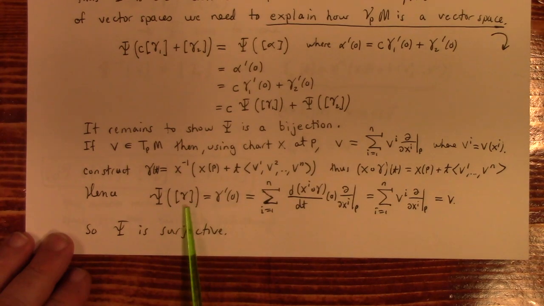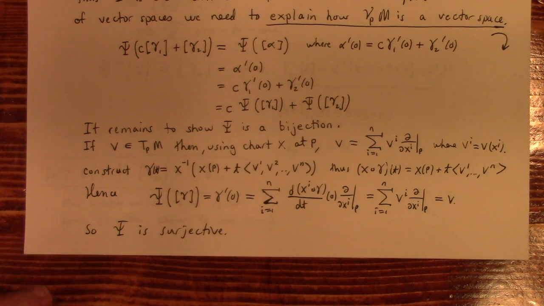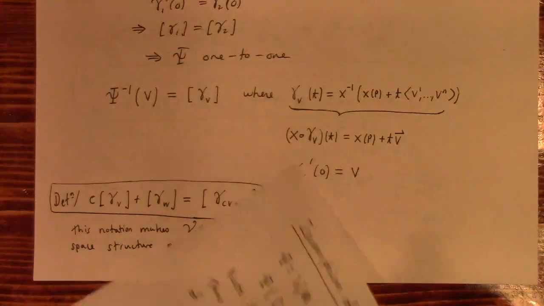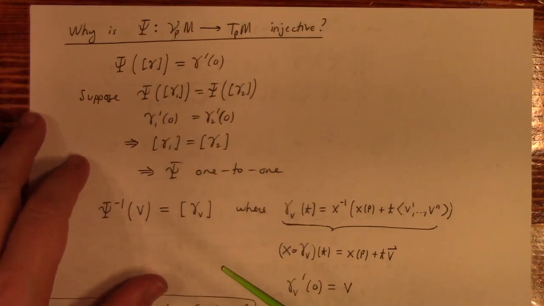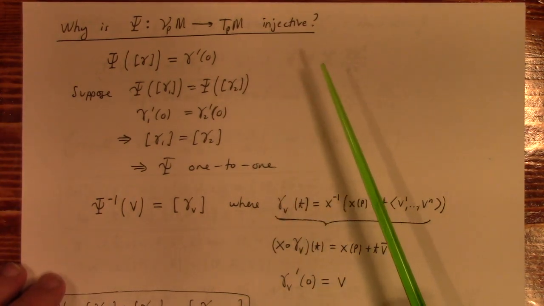And so that gives me that this is gamma prime of 0, but again, by construction, that is exactly v. So that shows that the linear map is surjective. And then, to see that it's injective, which is what we need to show it's a bijection, right? Injective, surjective, and linear gives us an isomorphism.